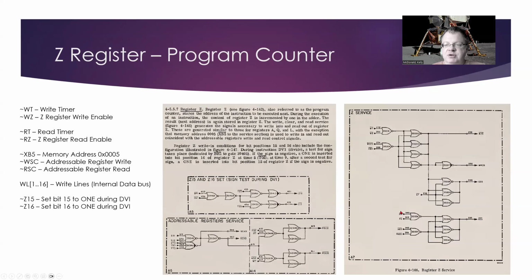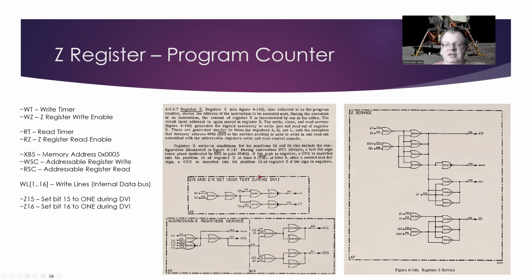Reading is very similar, and simple. Again, we have the read timer and the RZ control pulse, and then we have the address 5, and then the RSC control signal, which allows us to read out. You can see here is where those read and write signals for the addressable register service are generated, and there's a wide variety of things that assert these particular signals, but we'll get to that later.